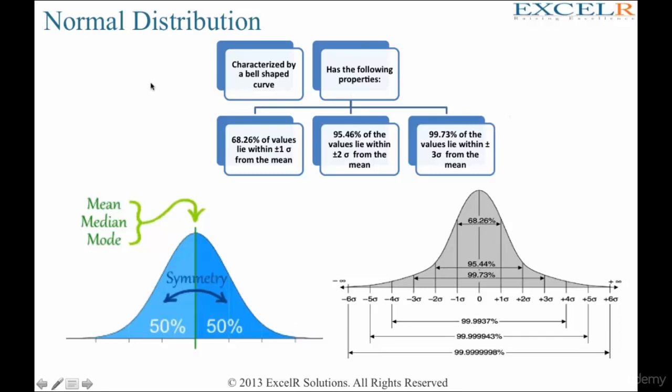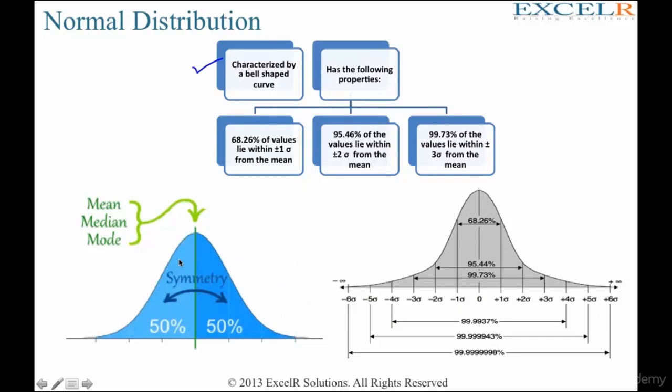Now let us understand a few more characteristics of a normal distribution. This is by far the most important probability distribution. A normal distribution is characterized by a bell curve, that means it has a bell-shaped curve. The properties are: mean is equal to median is equal to mode, and it is symmetrical across the central tendency.